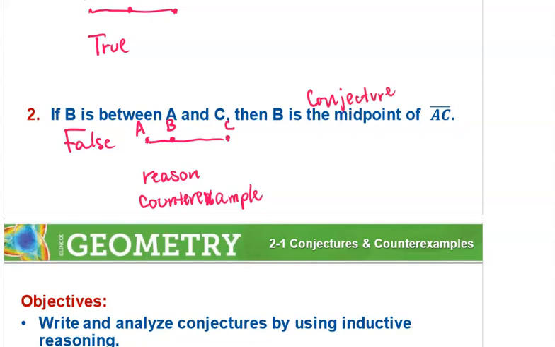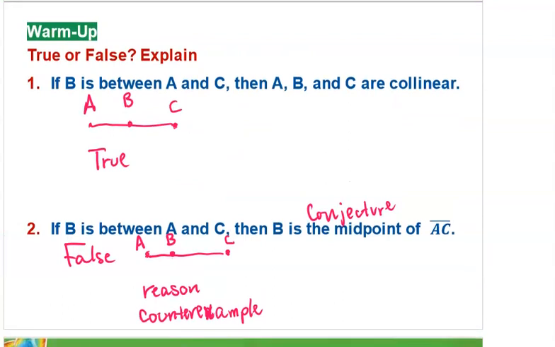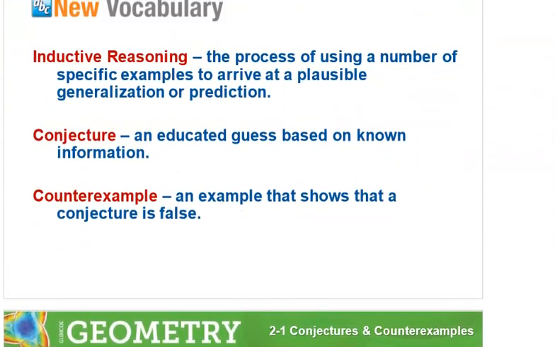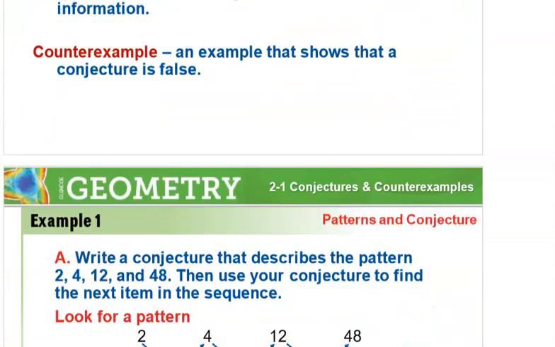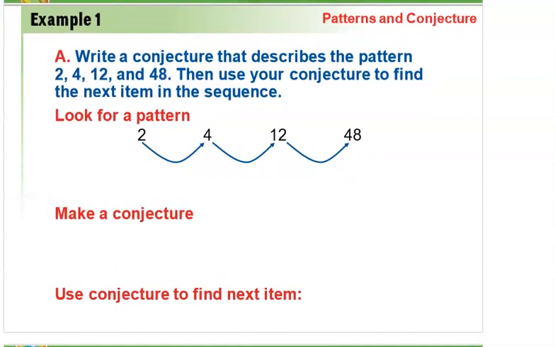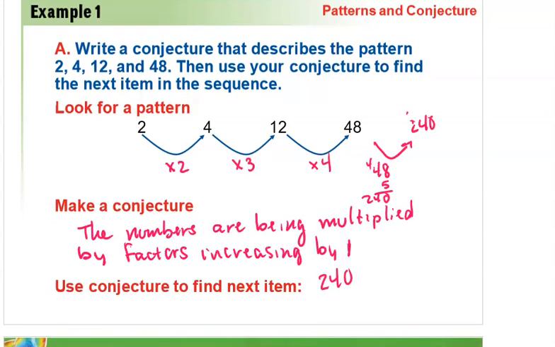But as we can see, conjectures, like number 1, can be true or they can be false. And a counterexample is just something that shows a conjecture to be false. So I want you to pause the video, see if you can make a conjecture or make a statement about the pattern that's happening here, and then use the conjecture to find the next item. Okay, did you notice? We're always multiplying by 2, by 3, by 4, so the next one must be by 5. So that would be 240.